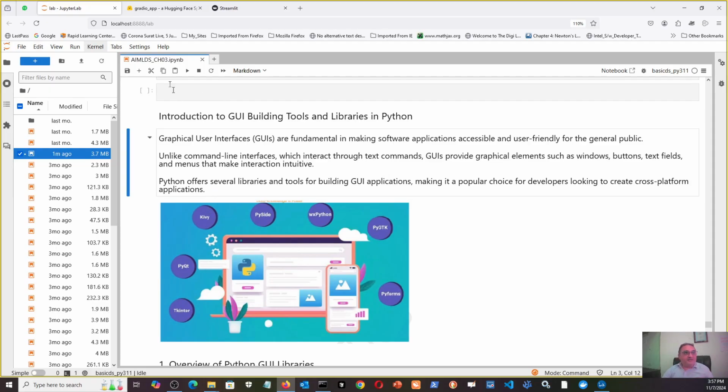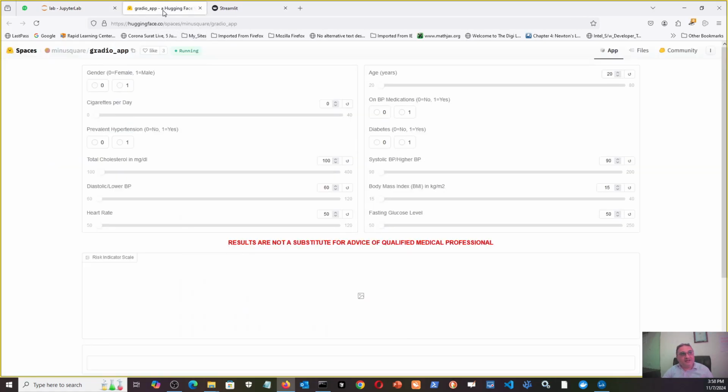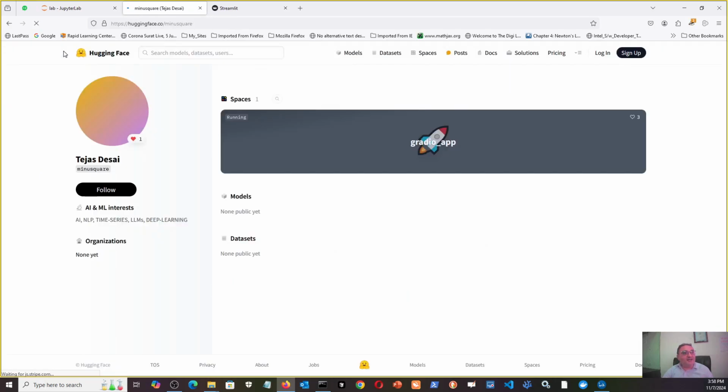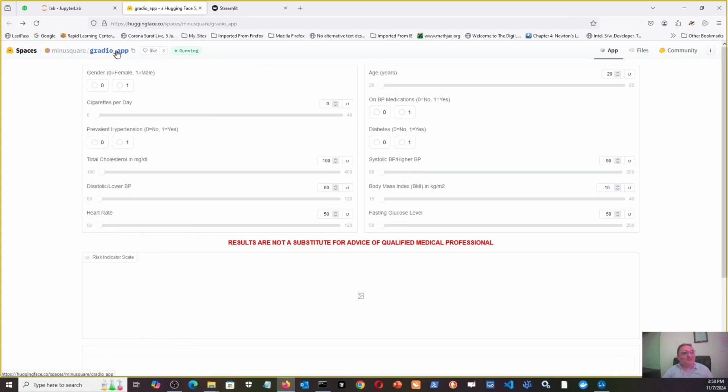Okay, what is the meaning of GUI and why is it useful? Let me show you by example of two apps which I have developed. For example, this one on your screen is an app. This is my name only, Tejas Desai. So this is my app which does prediction of risk of heart attack.